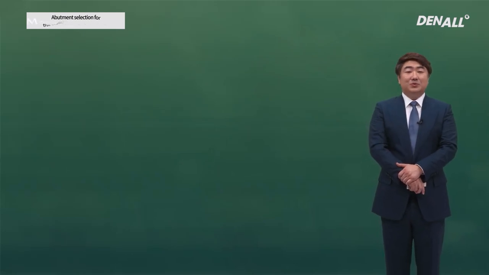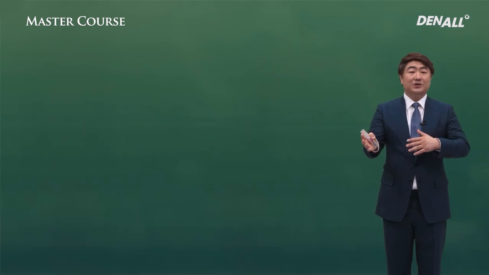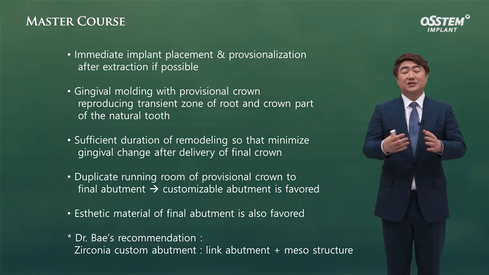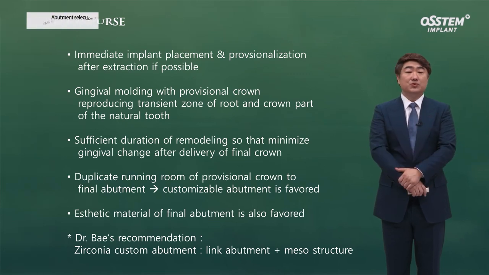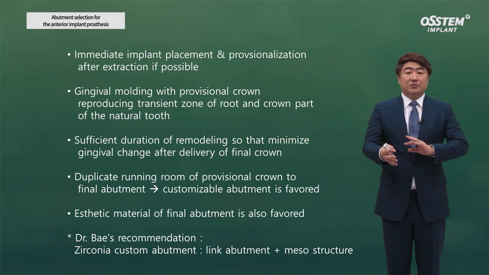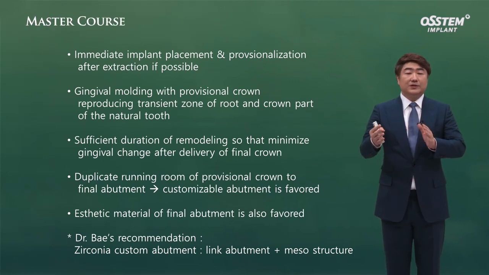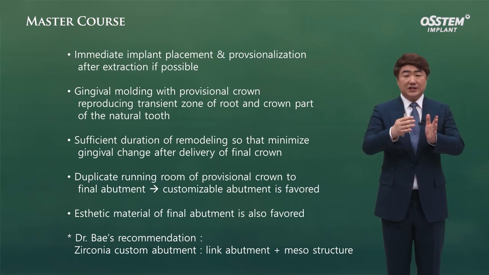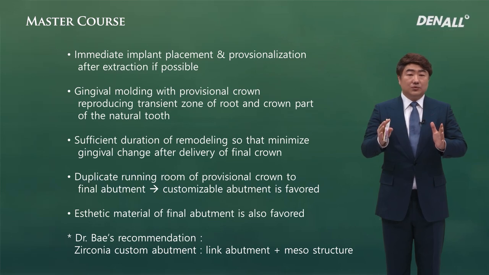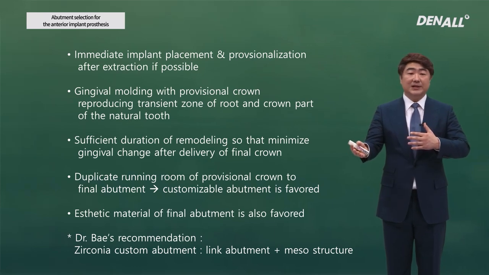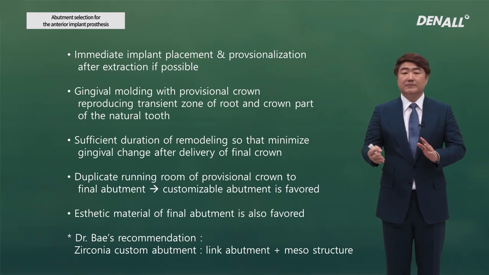So, summary. From the last lecture to this lecture, I've consistently been saying that in the anterior aesthetic zone, if possible, immediate loading after extraction should be done, while the gingiva and extraction socket are preserved. Using a screw-type temporary, gingiva molding and support should be done, and the transition zone between root and crown should be reproduced as much as possible. You also have to allow sufficient time for remodeling, and once you think the gingiva has stabilized, you take the impression for the final abutment, where the temporary's running room needs to be imitated.